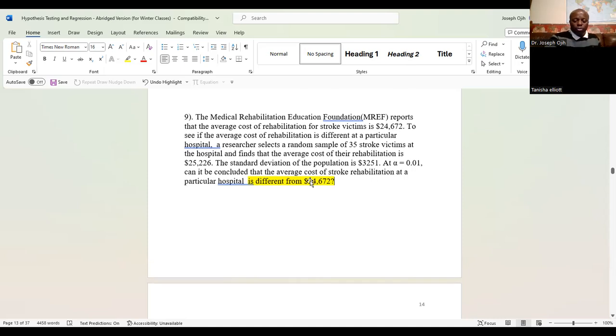Again, the first thing to do is to state the hypotheses and identify the claim. Let's just start from here. Solution. We have our H0 and H1.